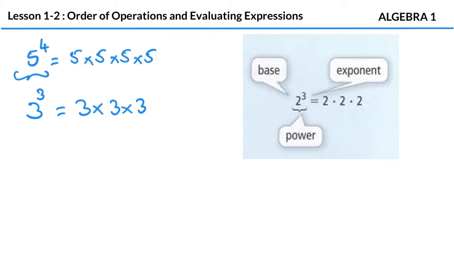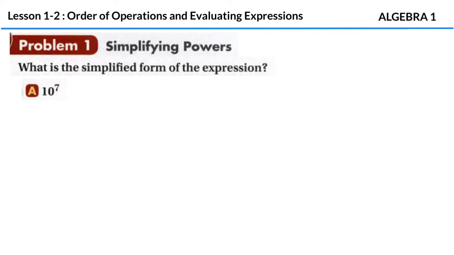Let's see what simplification is. Let's try simplifying powers. What is the simplified form of the expression 10 to the power 7? What do we mean by simplify? You simplify a numerical expression when you replace it with a single numerical value. When you replace the numerical expression with a single numerical value, we say that it is in its simplified form. So what does 10 to the power 7 actually mean?